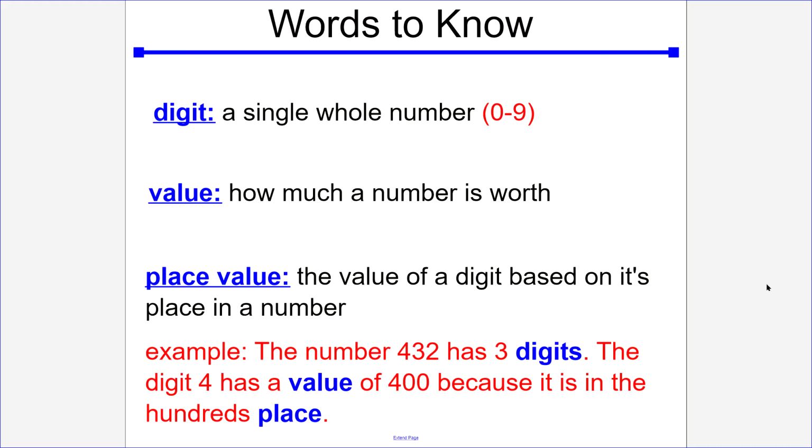Let's take a look at an example of digit, value, and place value. The number 432 has 3 digits, a 4, a 3, and a 2. The digit 4 has a value of 400 because it is in the hundreds place.